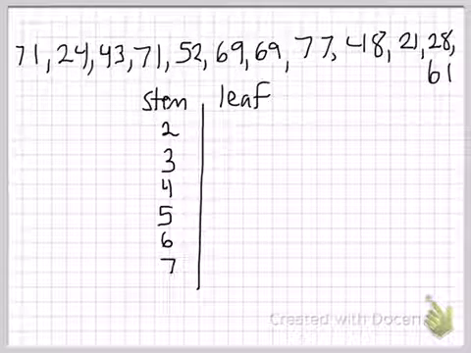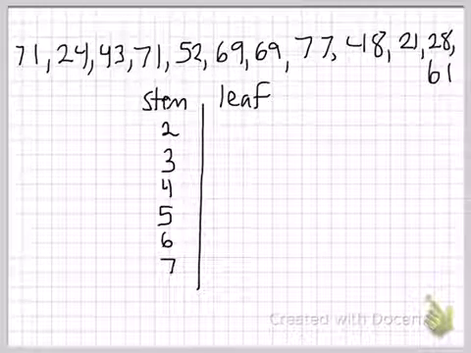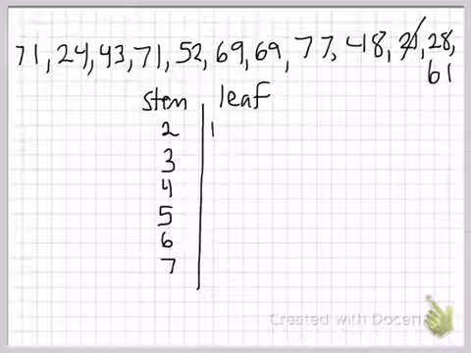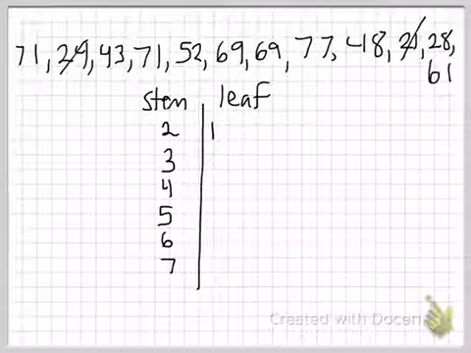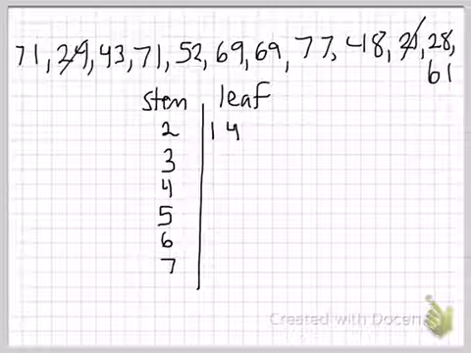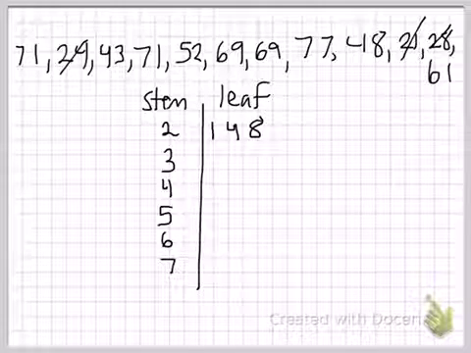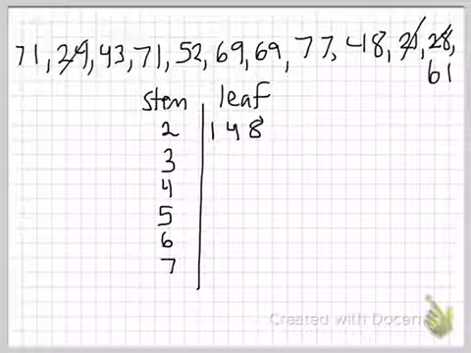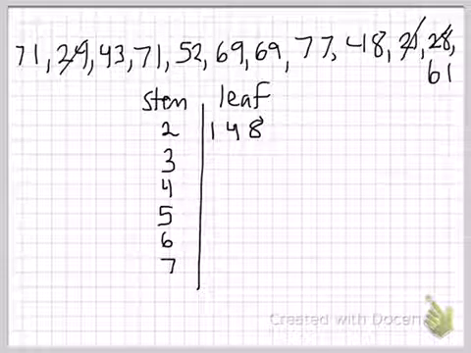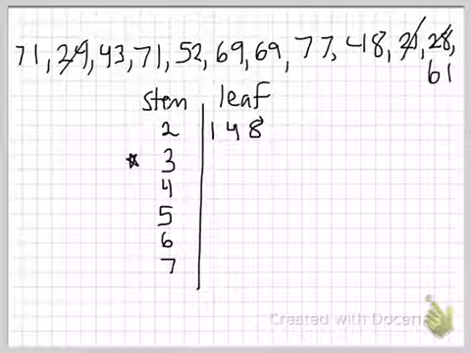Okay. Remember, I said just find things in order. So looking for the smallest number, I see a 21. So I'm going to put a 21. Another number in the 20s I see is the 24. I also see a 28. And that looks like it's it for my 20s. My 30s, I don't actually see any 30s at all. And so it's okay to leave the leaves part blank. So my 30 is not going to have any leaves to it.